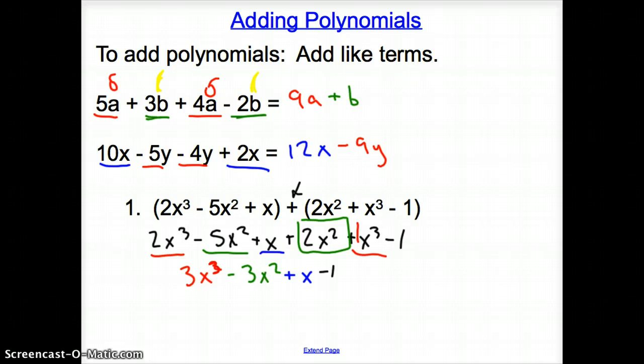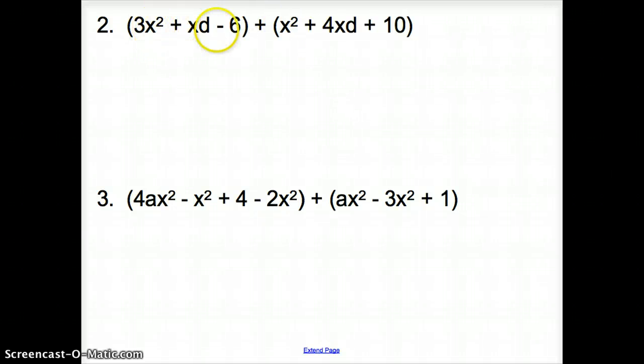So this should be 3x cubed minus 3x squared plus x minus 1. Let's try some more. So again, we look at it. We see a plus sign. What do we have to do? We have to take it out of the parentheses. Let's go ahead and take it right out of the parentheses.